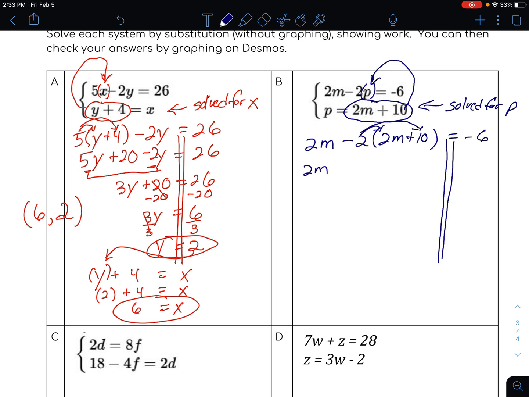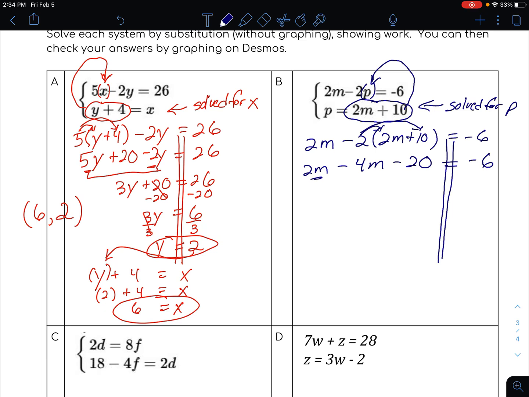So let's do that first. Now that minus 2, think of that as a negative 2. So negative 2 times 2m would be a minus 4m, and negative 2 times 10 would be like a minus 20. That minus sign kind of goes with that number, and so when we distribute, we have to use that as well.